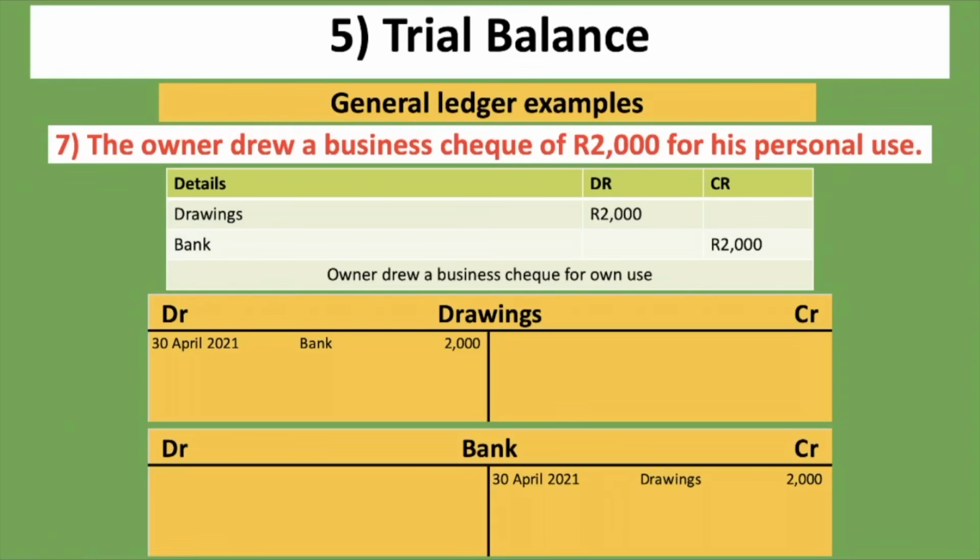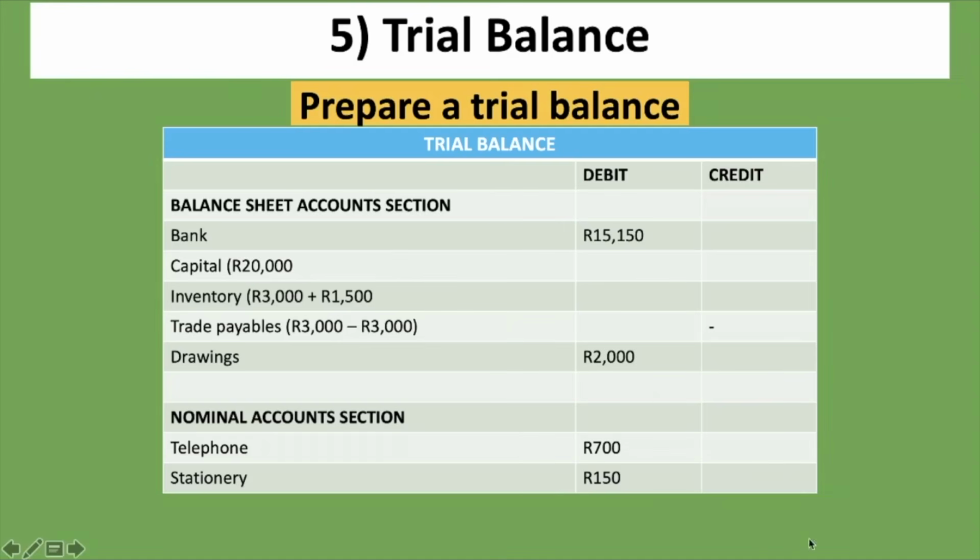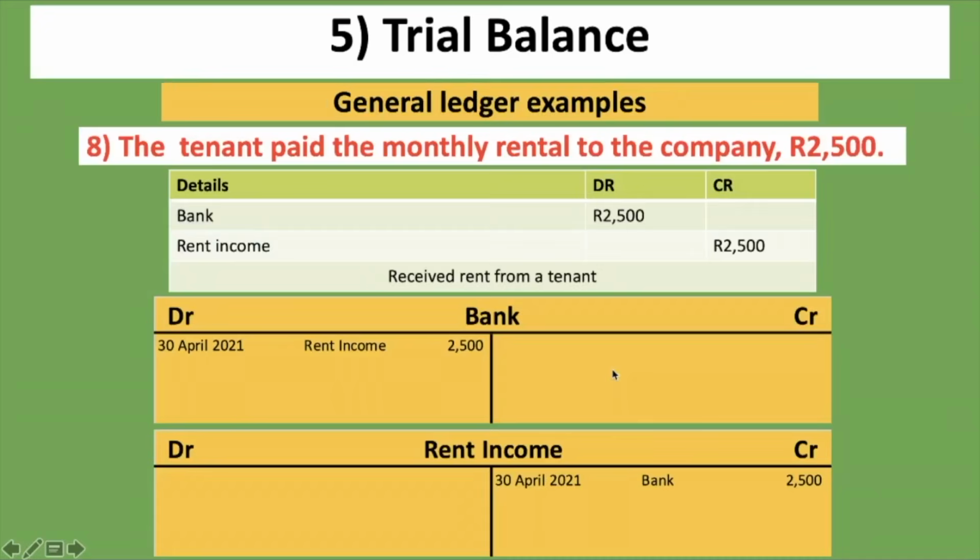Where does drawings go? Drawings go under the balance sheet account section. I'm moving a bit fast here because we have done this lesson previously, like I have been mentioning. So you should be very well familiar with this. For drawings, it's on the debit side because our drawings increase on the debit side, as we have mentioned in our previous lesson, and it goes under the balance sheet account section. So we put drawings there of 2,000 rand. Let's go back and see the next one we have, which is rent income. What is rent income? Rent income is an income account, so it goes under the nominal account section.